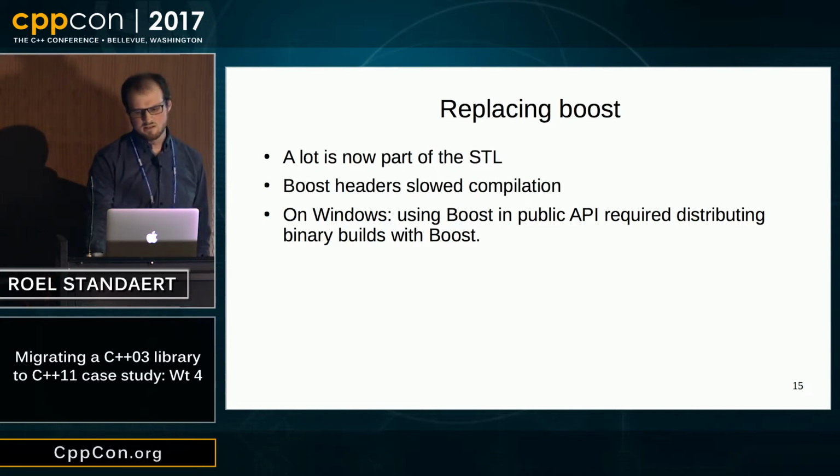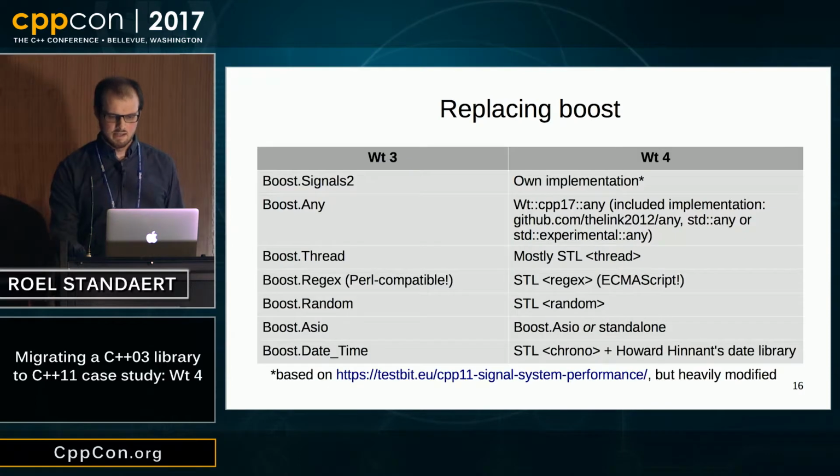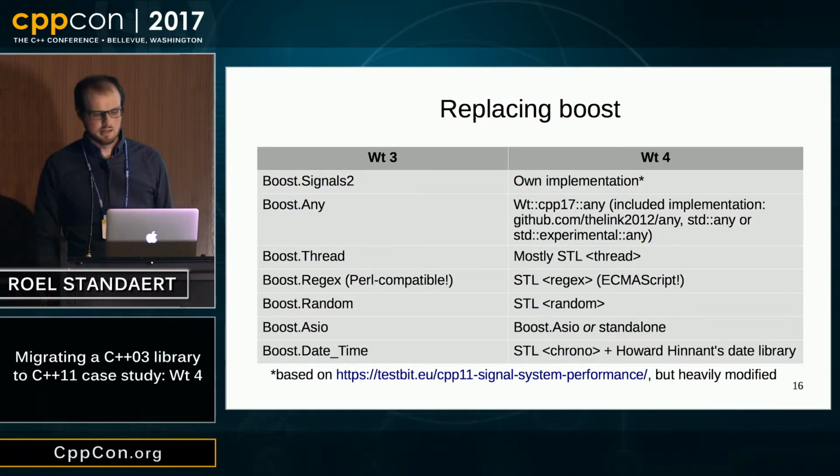And on Windows, we actually had to distribute a binary version of Boost with our binary build on Windows because it had to be binary compatible. So we wanted to eliminate it from our header files. So these are some of the substitutions that we made.